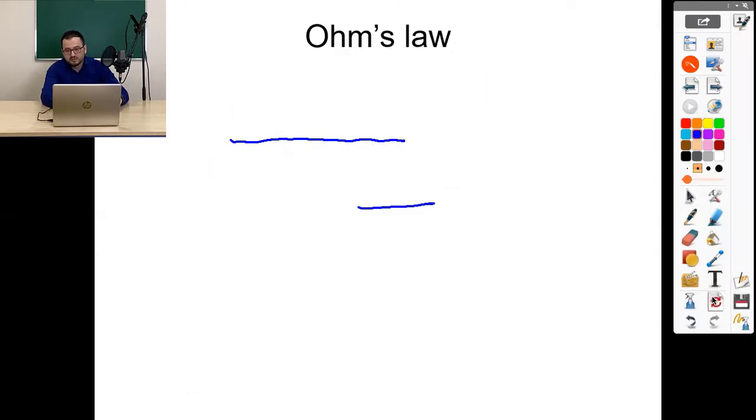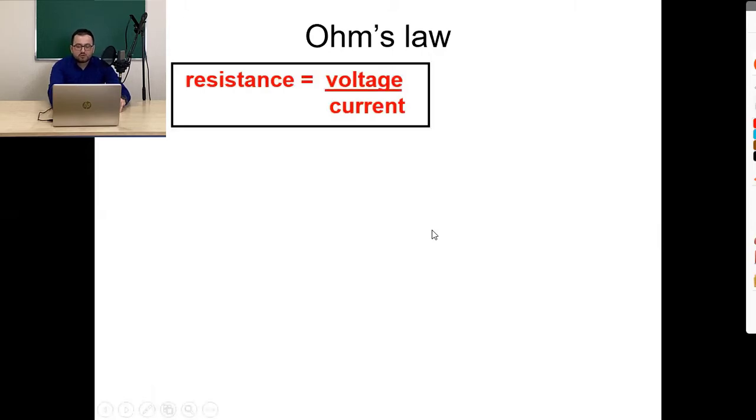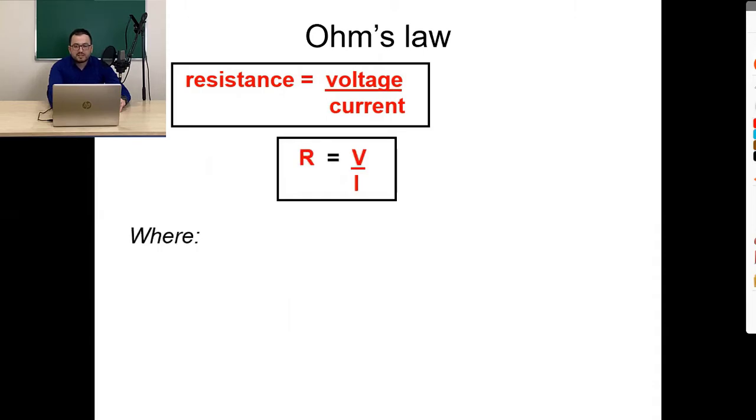So in this video, first let's talk about Ohm's law. Resistance equals voltage divided by current. This is the formula of Ohm's law. As you see, resistance is directly proportional to voltage and inversely proportional to current.